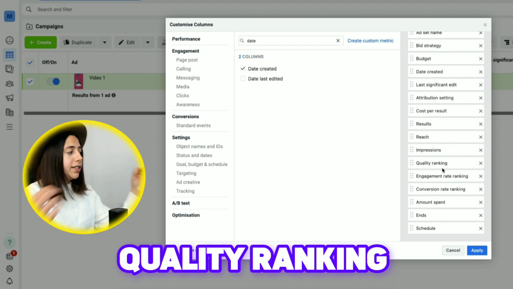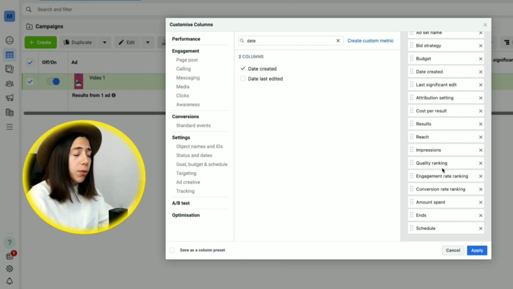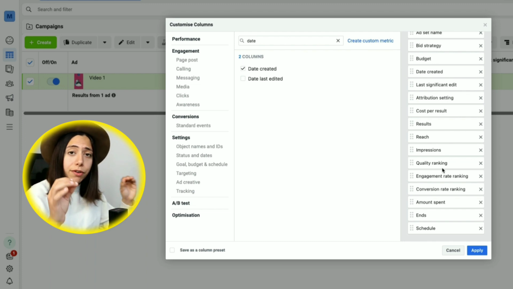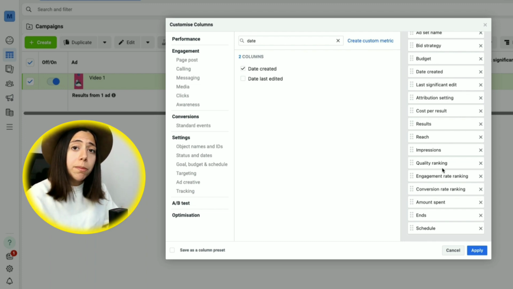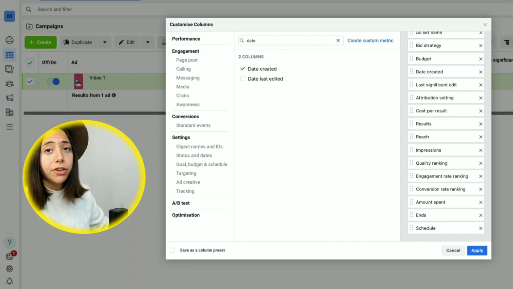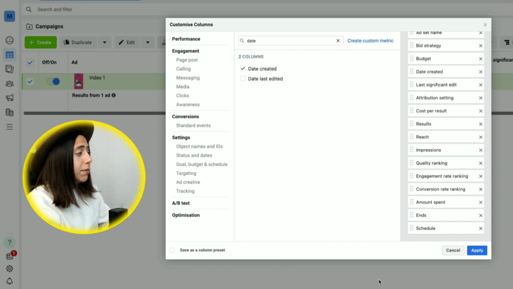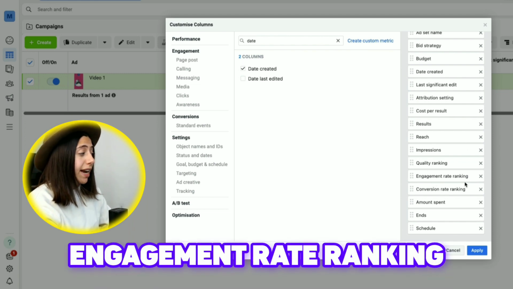Quality ranking. Now this is pretty interesting. This is only on the ad section, and basically what Facebook does, it compares the quality of your ad to the ones of your competitors that are basically targeting the same audience. Same over here for engagement rate ranking. Engagement rate ranking is basically the amount of engagement this ad is getting compared to your competitors that are targeting the same audience, that are in the same category, and so on.